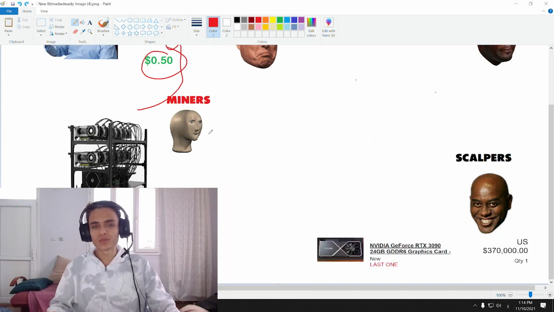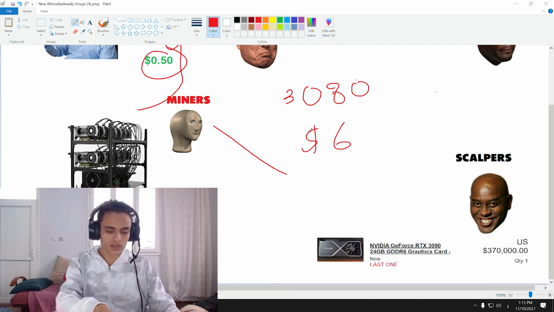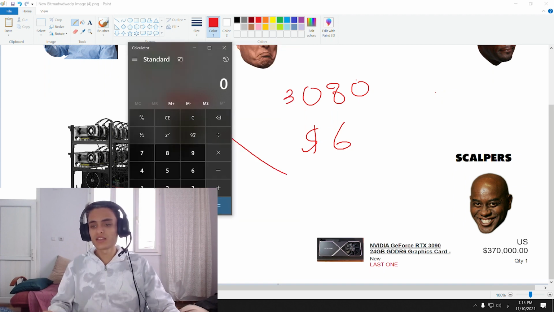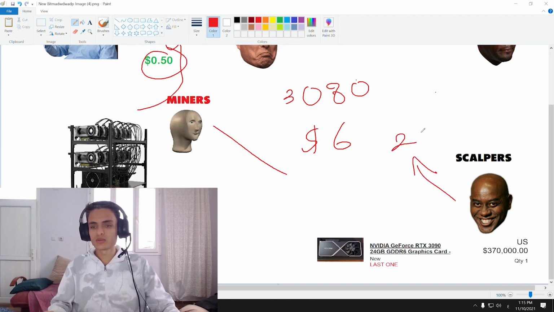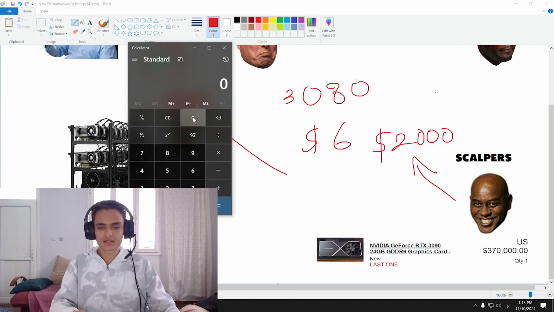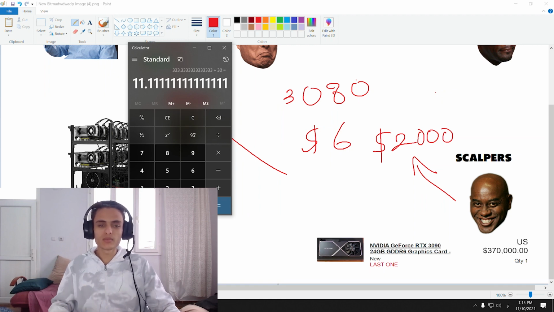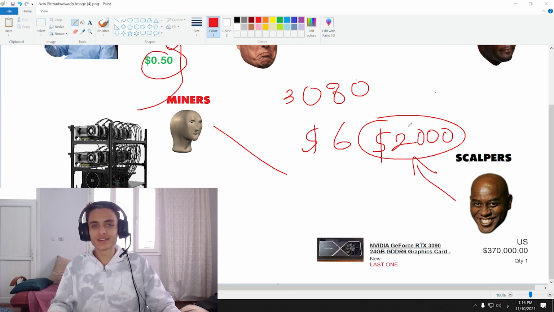Let's see the scalpers. Miners decide whether to buy the GPU or not based on when the GPU will pay off. So they will simply go and search, for example, 3080. Okay, let's say the 3080 gives you a profit of $6. They will open the calculator, and let's say the scalper said, I want $2,000 for the 3080. $2,000 divided by $6 is 333 days. If we divide it by 30 days, which is a month, he will be able to get this GPU for free after 11 months. And after 11 months, he will get profit. And this is how scalpers succeed in selling at insane prices.